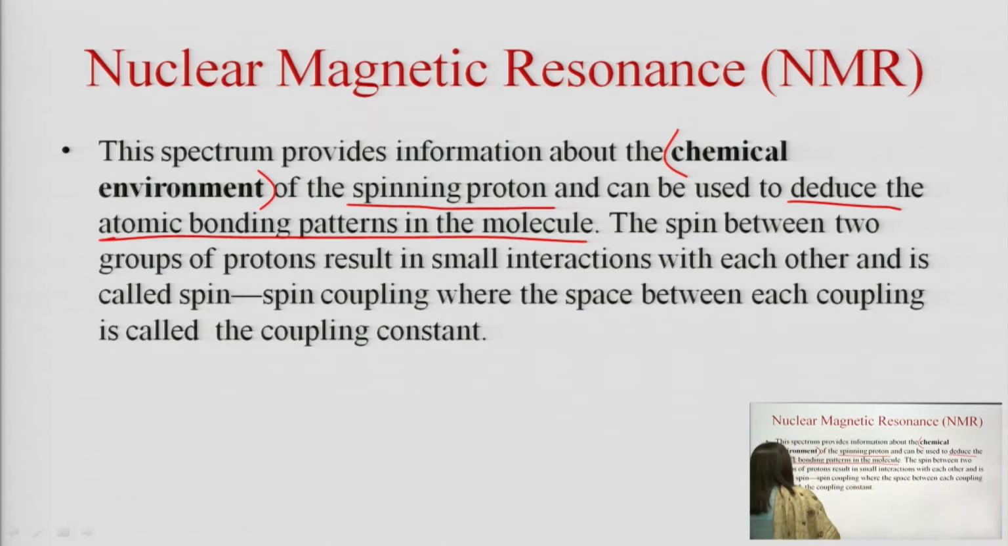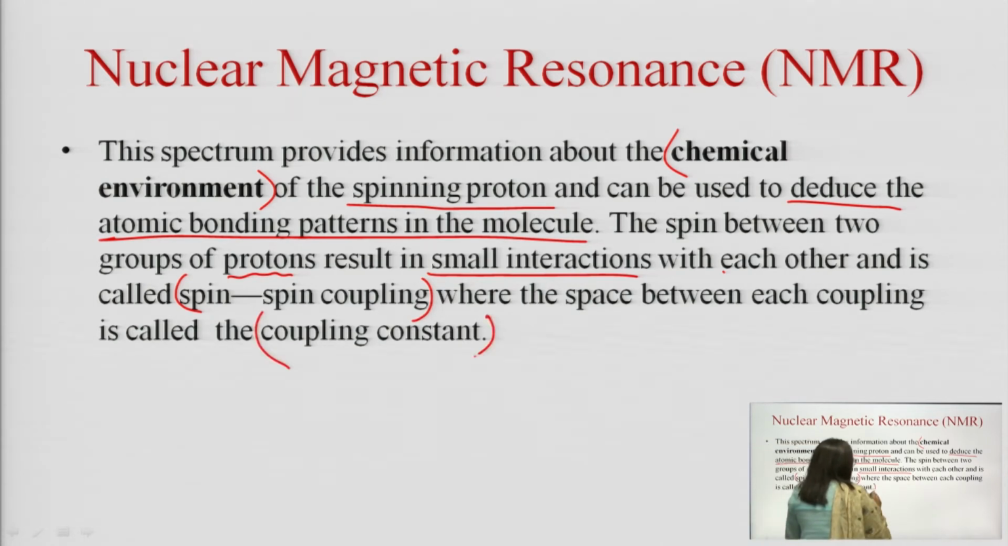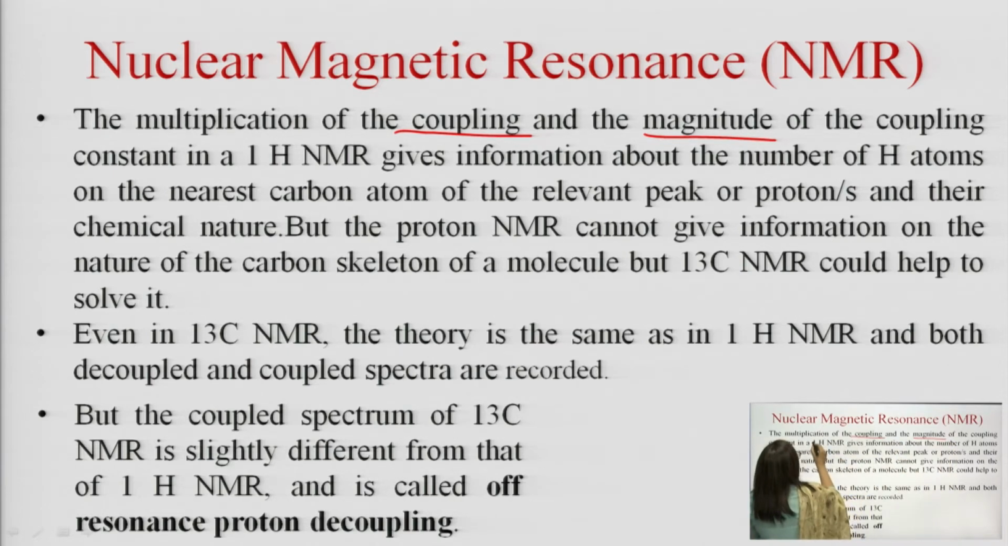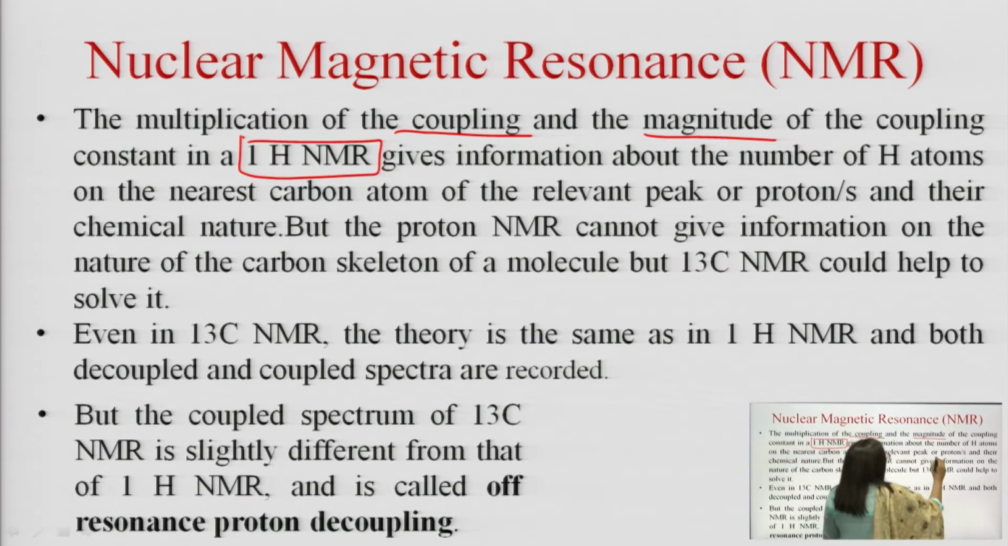Spin between two groups of protons results in small interaction with each other and is called spin-spin coupling, where the space between each coupling is called the coupling constant. So, this coupling constant is denoted by J. The multiplicity of the coupling and the magnitude of the coupling constant in proton NMR or HNMR gives information about the number of hydrogen atoms.